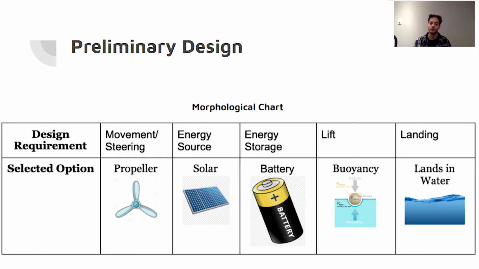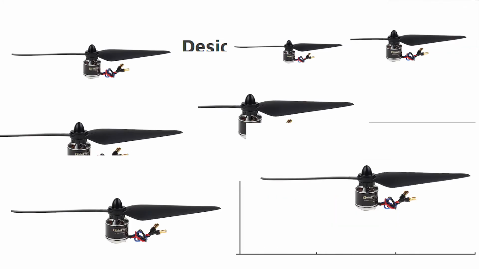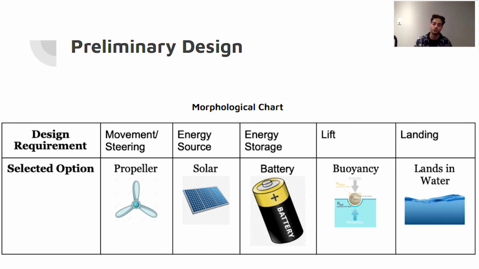The steering or thrust would be produced by one or more propellers. The energy source will come from a solar cell that converts the energy from the sun into electrical energy, and that electrical energy will be stored in a battery for later use. The lift force is generated through buoyancy by using a gas that is lighter than air, which will keep the vehicle afloat. And finally, the vehicle will be capable of landing in the water because it can float.